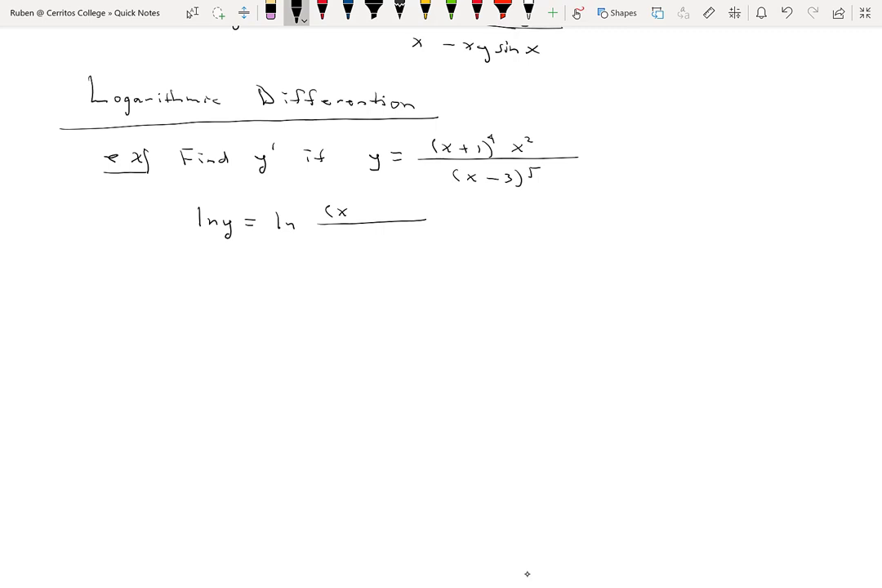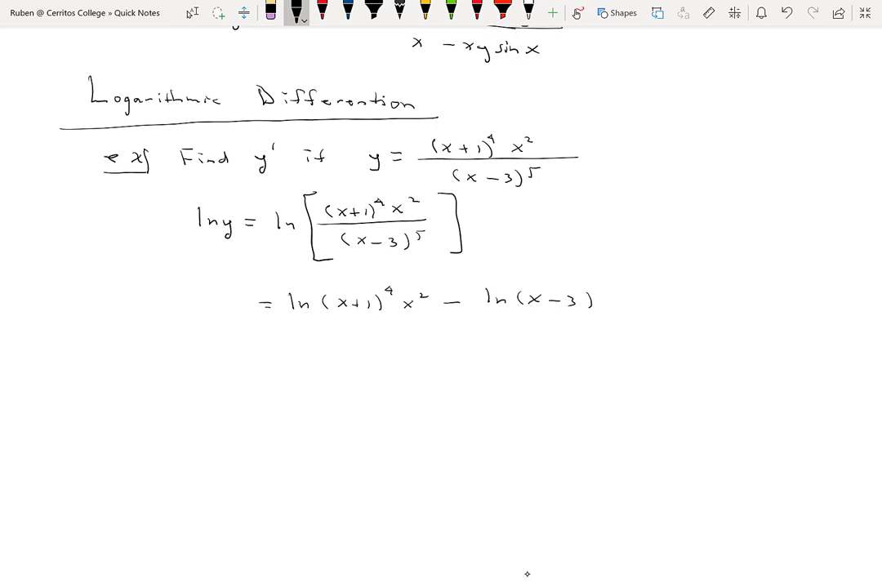Okay, this looks like I'm making things more complicated than they were to begin with, but it's not. If I take the natural logarithm of this quotient of two functions, x plus 1 to the 4th times x squared over x minus 3 to the 5th, I can use the second property to write this as the logarithm of the top minus the logarithm of the bottom. Now all of a sudden we don't have any fraction anymore.